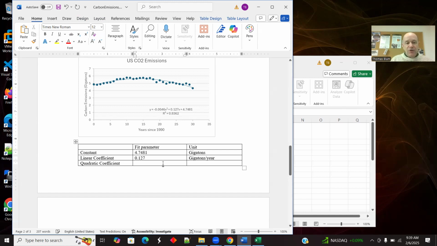And then the quadratic coefficient is minus 0.0046. It's the coefficient of the square term. And we can play that game again. That combination, that number times x squared, where x is years, has to give us gigatons. And so that gives us gigatons per year squared. Just do it like that.